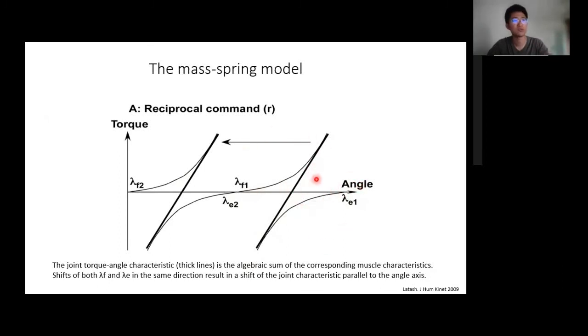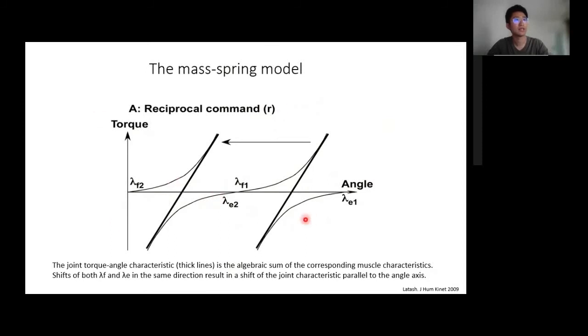But for this joint, if we want to move the joint to a new position, we need to move the two resting lengths together. So we shift the lambda simultaneously for flexor and extensor to a new position. Basically, it shifts the whole characteristic from the initial state to the end state. Here, I think this plot is somewhat confusing. Actually, it doesn't have to be connected. It looks like one curve, but actually they are two separate curves.